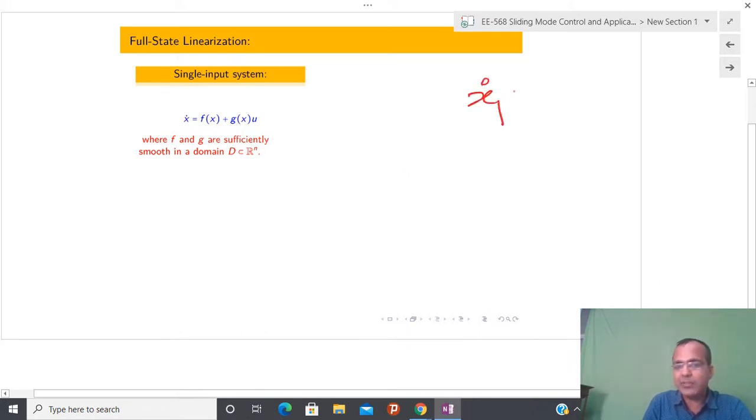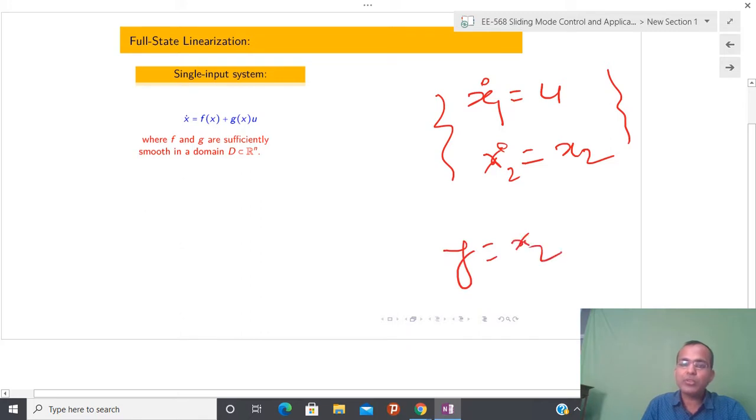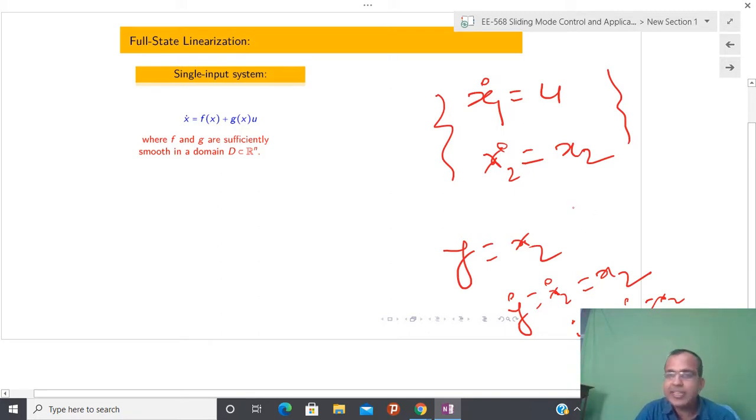Suppose I have this kind of structure: x1 dot equal to u and x2 dot equal to x2. If I select y equal to x2, what is the relative degree of this system? Please check it. y dot equal to x2 dot, and what is x2 dot? Again x2. y double dot is x2 dot, and again x2. So what is the relative degree of this system? Not defined. So I cannot define relative degree each and every time.